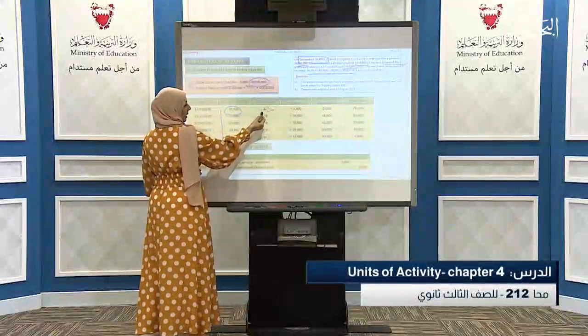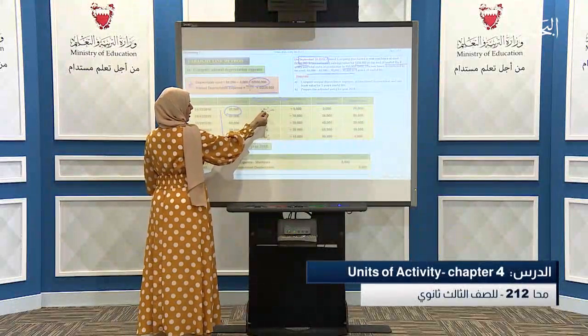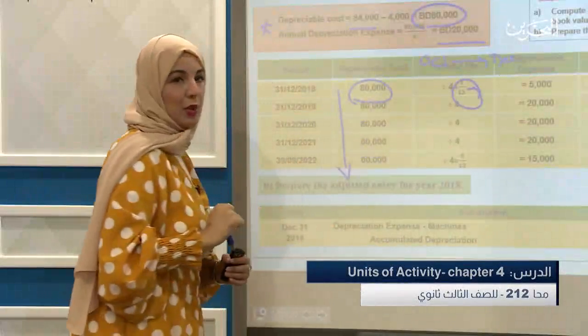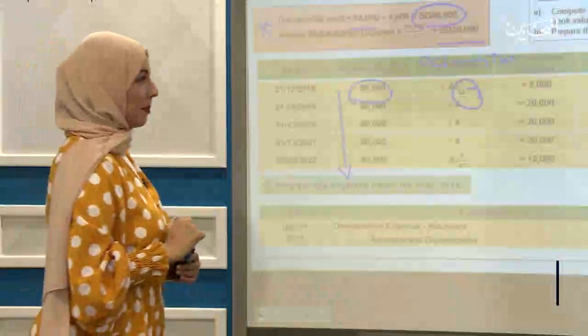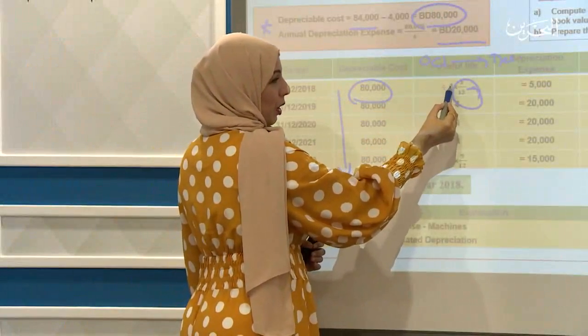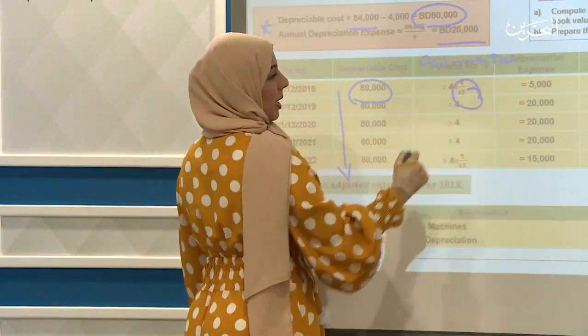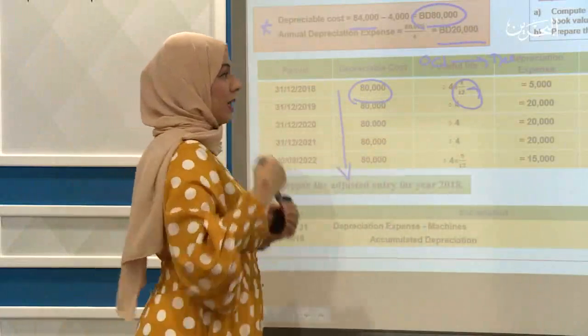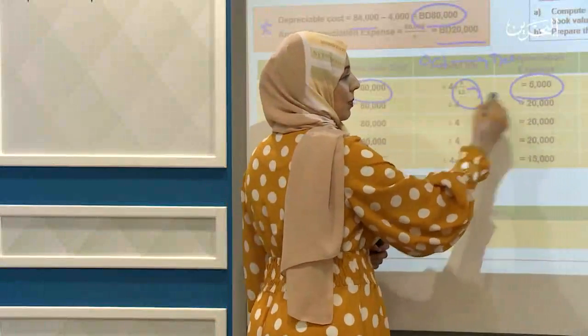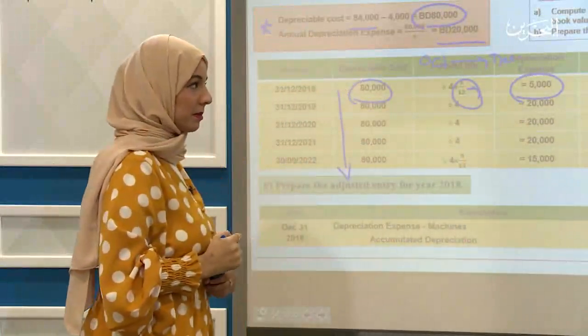So I will take the rate for the useful life, multiplied by the number of months, which is 3 over 12. 80,000 divided by 4, the useful life, multiplied by the time, which is 3 months over 12. I will get the depreciation expense of 5,000.